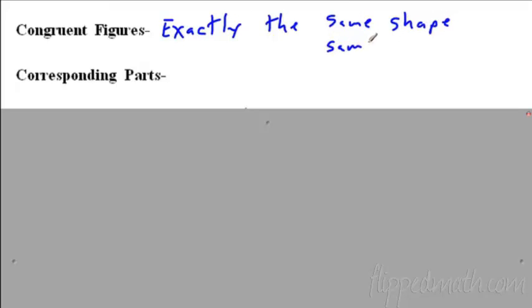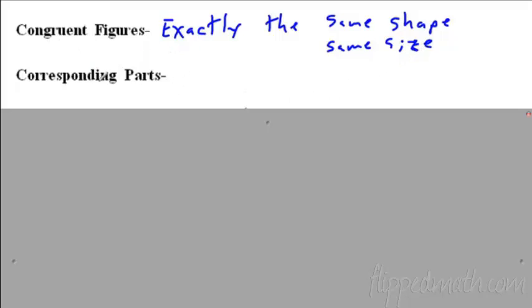To be a congruent figure, you have to be exactly, that's the key word, exactly the same shape. And not only the same shape, you have to be exactly the same size. That means congruent. Same shape, same size. Woo, that's rough looking. Let's try that again. Same shape, same size. That has to be exact.